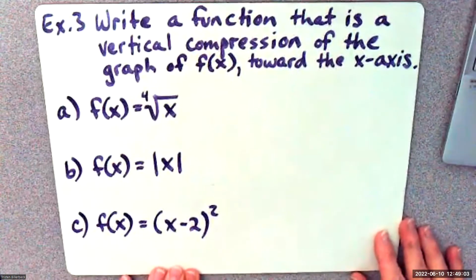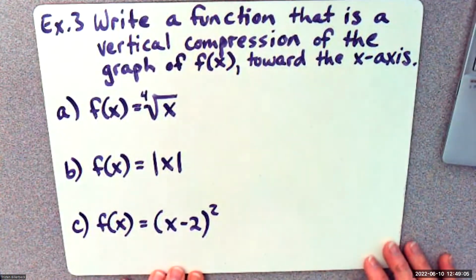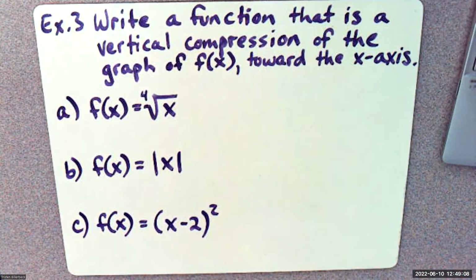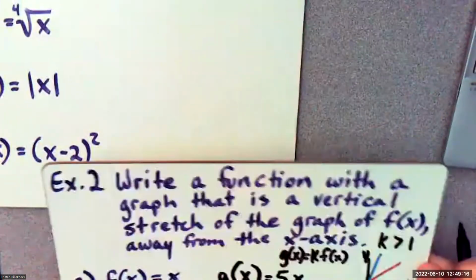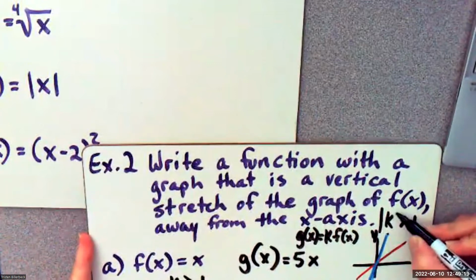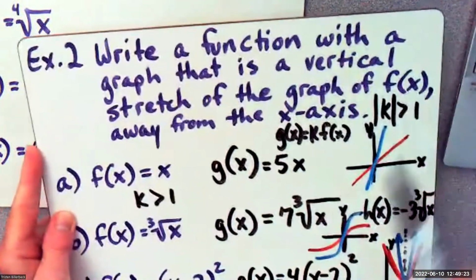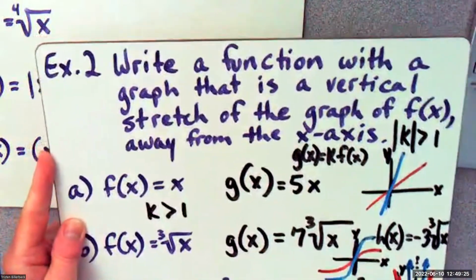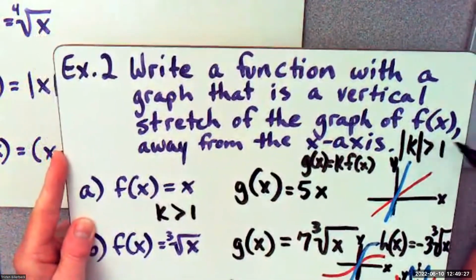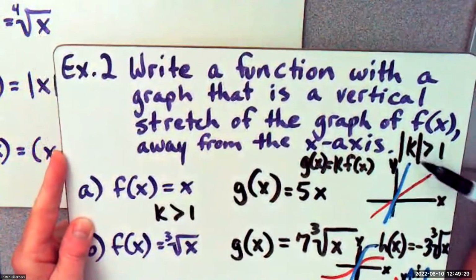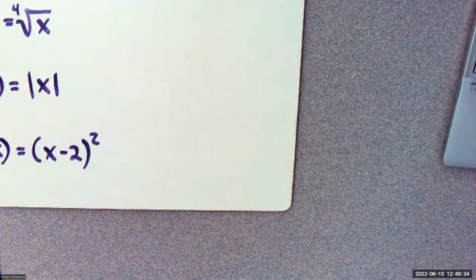So now let's write a function that is a vertical compression of the graph f of x toward the x-axis. So if we look at this one, this will actually be the absolute value of k is greater than 1 for a vertical stretch. So that means it could be -1 or -2, -3, etc. or it could be positive 2 and positive 3.